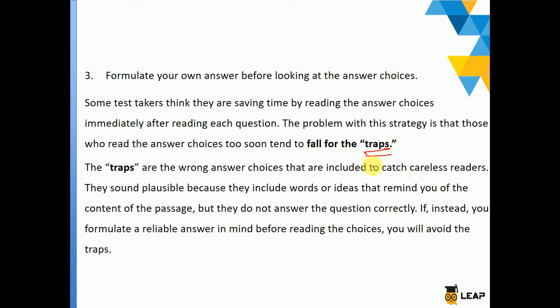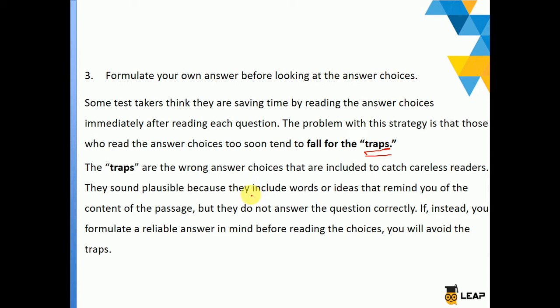Because what happens is, a lot of the wrong answer choices include catchphrases or words that remind you of the content of the passage. And for readers who are careless, it's very easy to fall for the trap. So this is where you need to not go through the answer choices, and even before you read them, start formulating an answer of your own based on the question that you read. That is exactly what the SAT is trying to test, how well you read the passage to even be able to come up with your own answer.